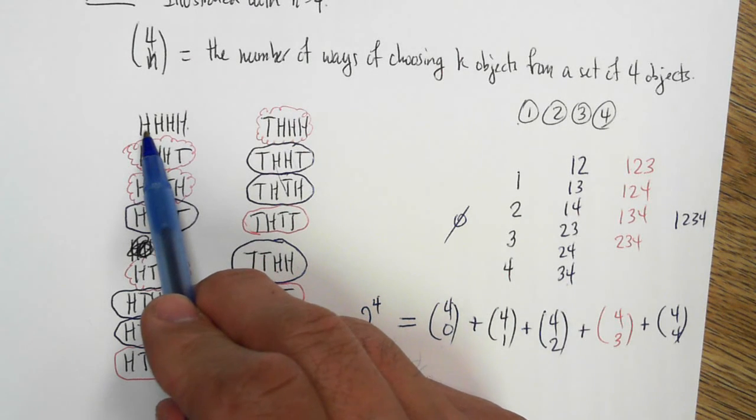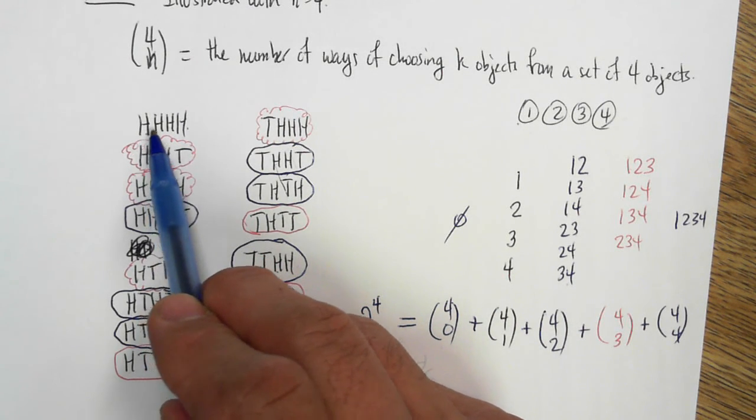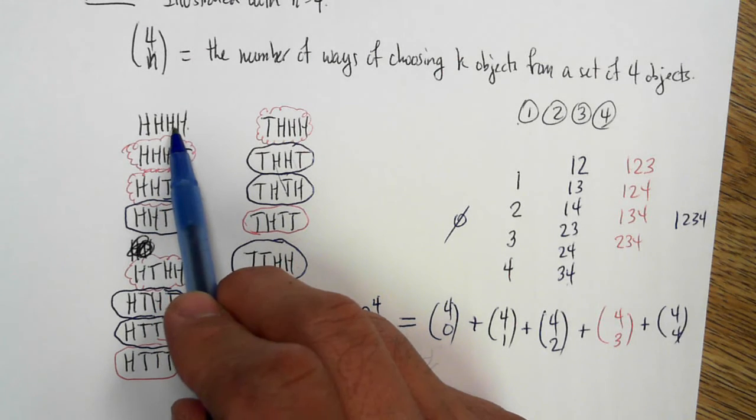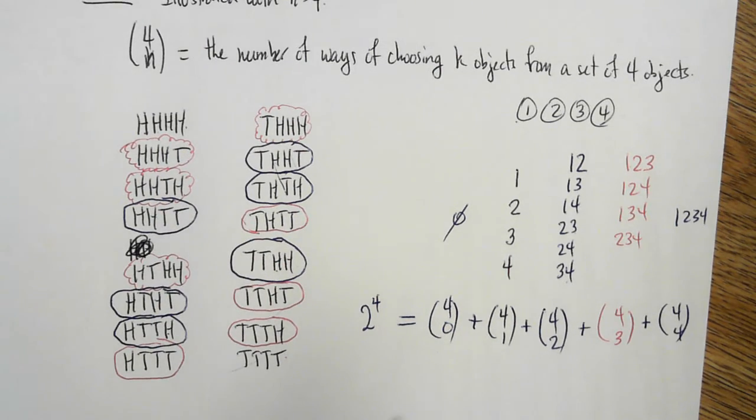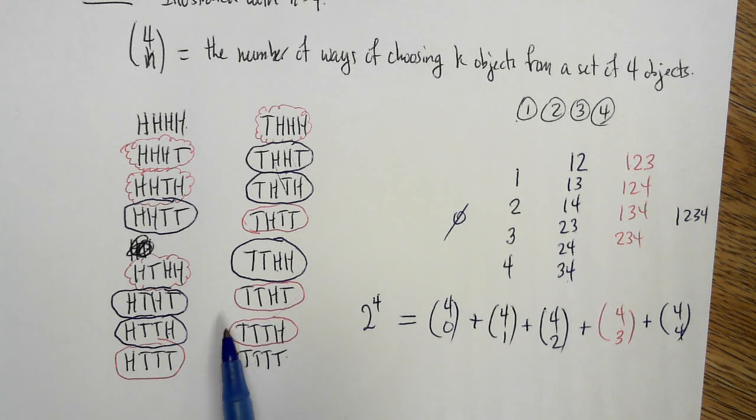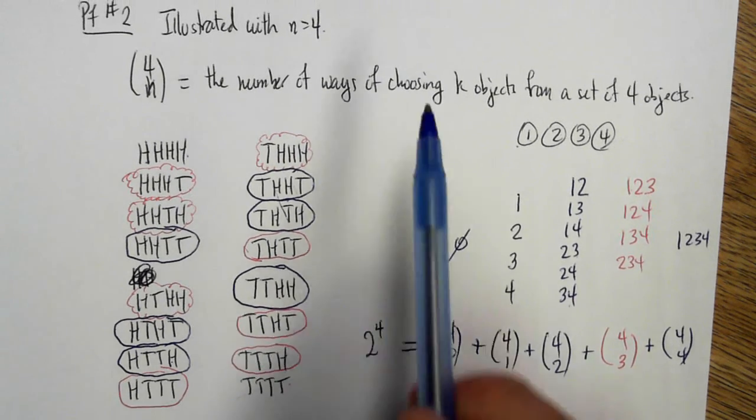There's 2 possible ways of flipping a coin on the first flip, 2 ways of doing the second, 2 ways of doing the third, 2 ways of doing the fourth. And so if I add these 5 numbers in Pascal's triangle up, I must get 2 to the 4th. These are just 2 different ways of counting the number of ways that 4 coins can get flipped. Now this is a special case using n equals 4.